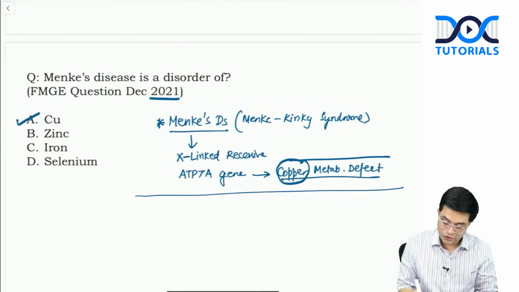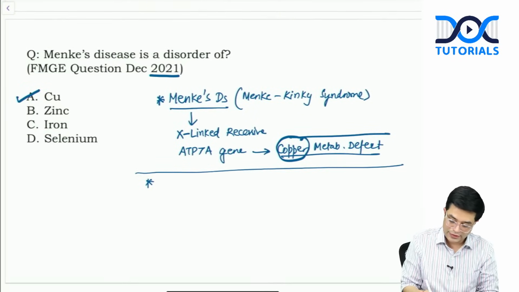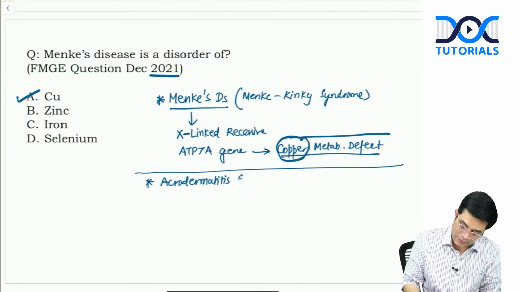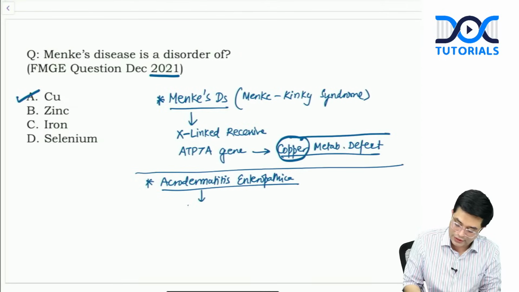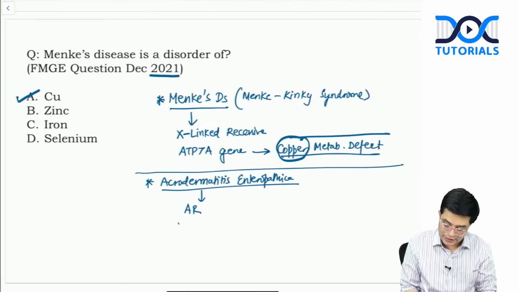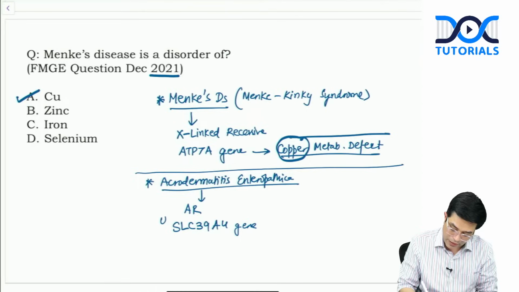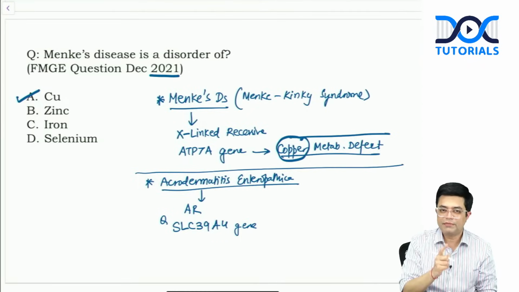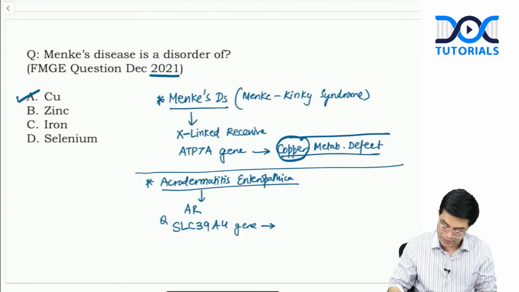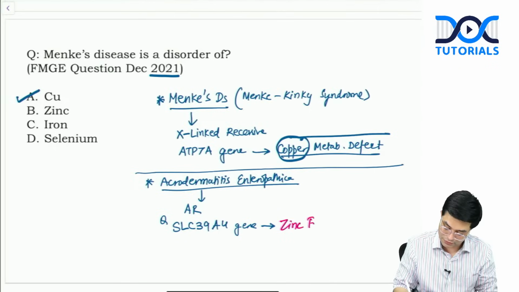The second micronutrient disease which is inherited and asked in the exam is acrodermatitis enteropathica. Acrodermatitis enteropathica जो होती है ये autosomal recessive condition है. What is the gene involved? SLC39A4 जीन, ये पास्ट FMG का क्वेश्चन है, 2017 में पूछा गया था. And this codes for a zinc metabolism defect. It codes for a zinc transporter. So it is a zinc transporter defect.